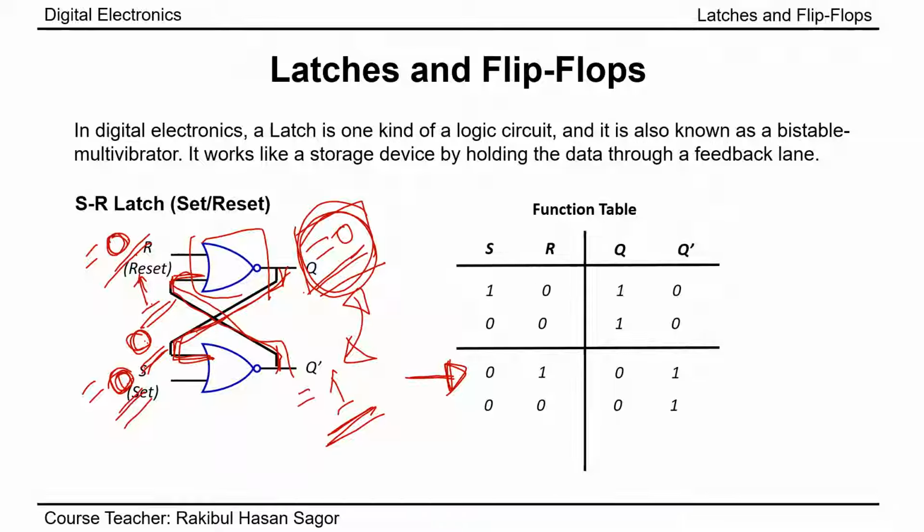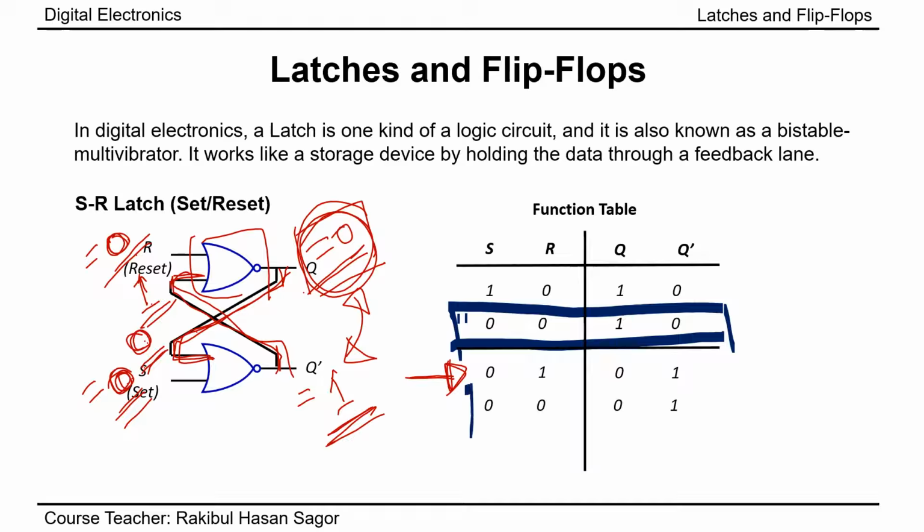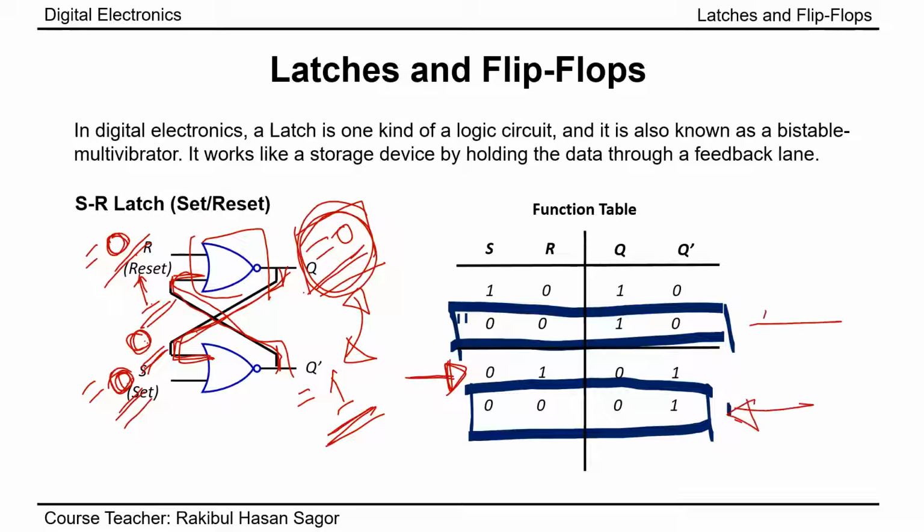Here we can see a very interesting feature. So what is that interesting feature? We can see for s equal to 0 and r equal to 0, we are getting q equal to 1 and q prime equal to 0. For the same set of inputs, that means s equal to 0 and r equal to 0, we are getting q equal to 0, q prime equal to 1, two opposite results. So here we have one result, here another result. So what does it signify?